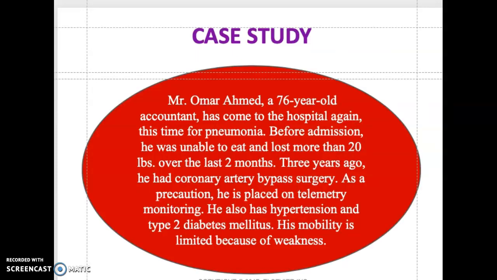I have a case study here with Mr. Omar Ahmad. He is a 76-year-old accountant who has come to the hospital again, this time for pneumonia. Before admission, he was unable to eat and lost more than 20 pounds over the last 2 months. 3 years ago, he had coronary artery bypass surgery. As a precaution, he is placed on telemetry monitoring. He also has hypertension and type 2 diabetes mellitus. His mobility is limited because of weakness.